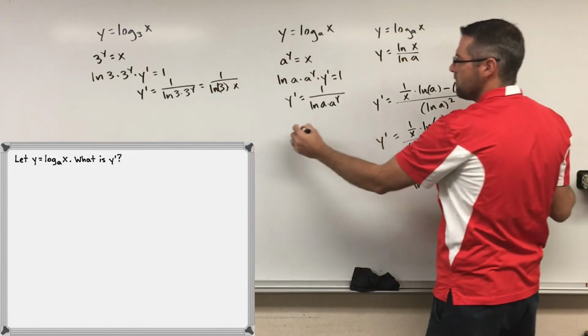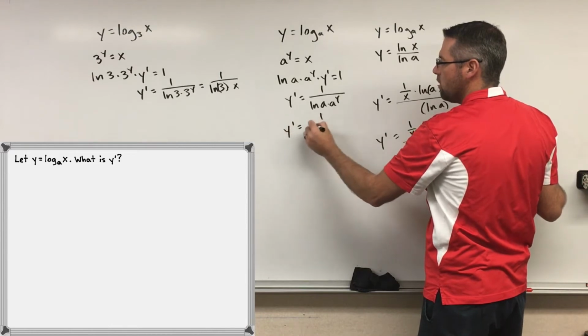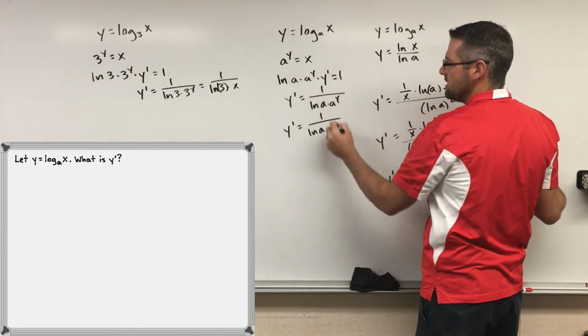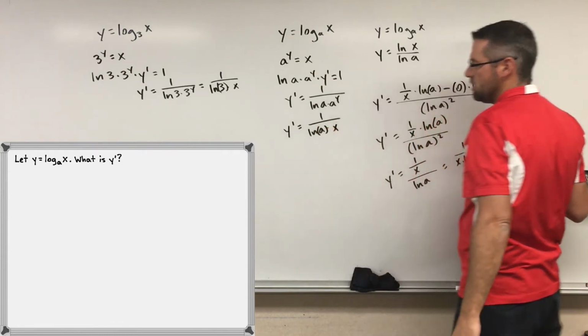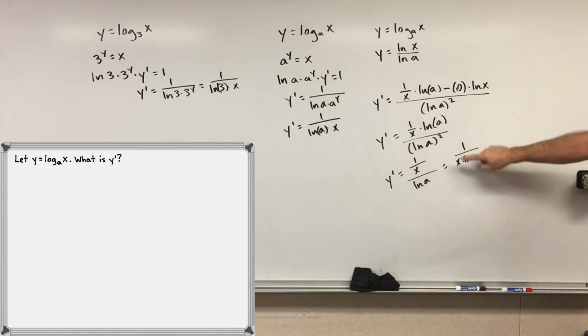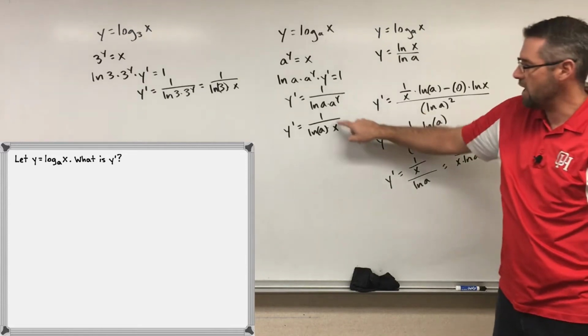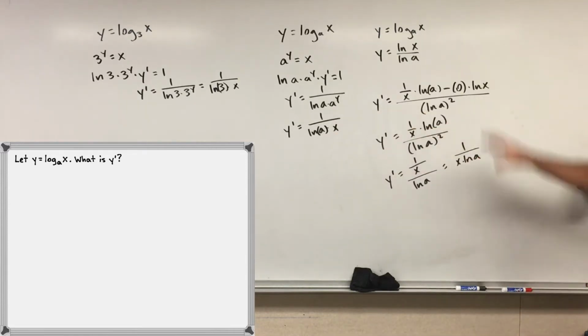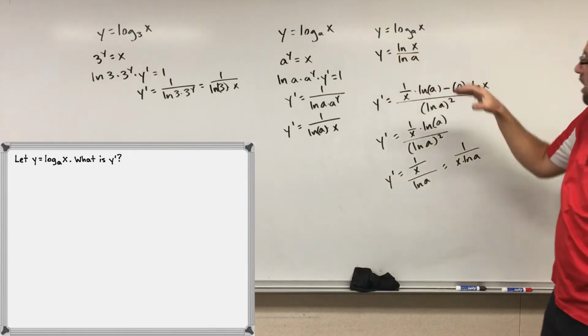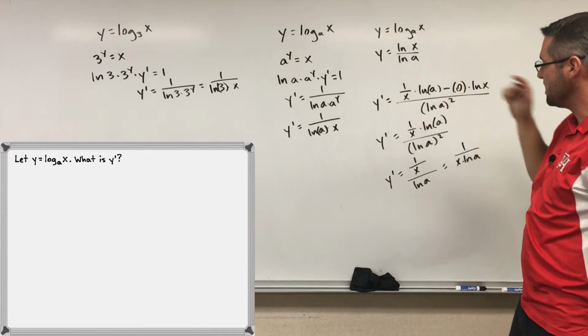Same thing here. Y prime is going to be 1 over the natural log of a times, well, what's a to the y? It's x. And that actually cleans it up a little bit better here. Over here, what do we have? We have 1 over x natural log of a. And so this is another way of doing it. I prefer working it out this way. And it's okay if you work it out that way, that's fine.